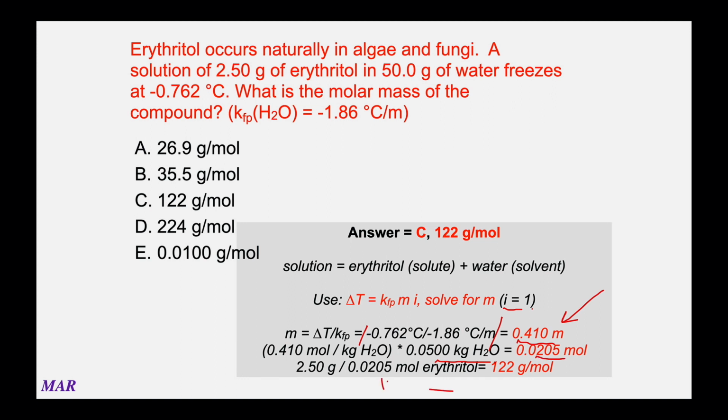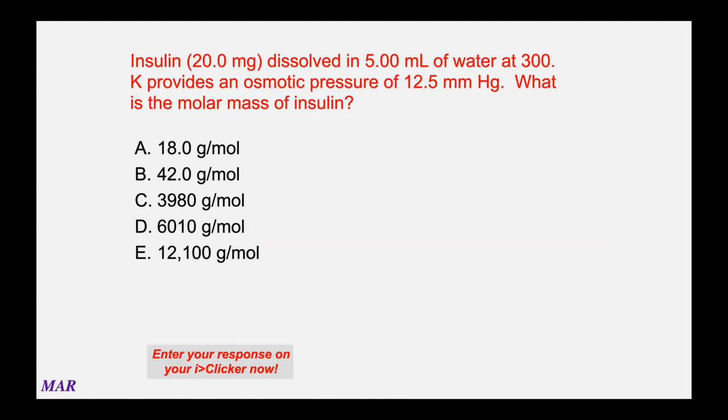That goes down here. You've then got the grams from before, molar mass erythritol, 122 grams per mole. Osmotic pressure is another one of the colligative properties that's especially useful when it comes to biochemistry and biomolecules, stuff like that. Anyway, we've got insulin, 20 milligrams dissolved in 5 milliliters of water at 300 Kelvin. And that kind of condition provides an osmotic pressure of 12.5 millimeters of mercury. So the solution actually goes up by 12.5 millimeters of mercury in a U-tube or something like that.